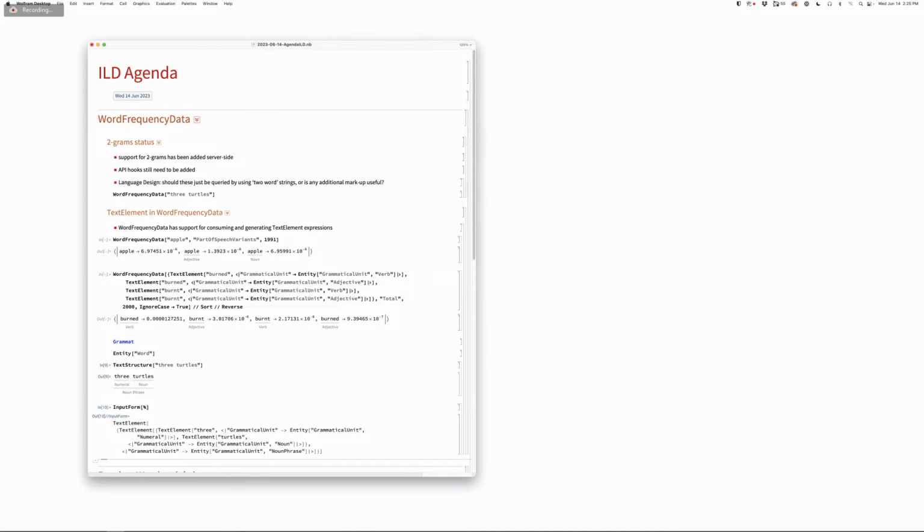But if you wanted to get 2 grams data for 3 turtles, then you just take the inner thing from there. We'd feed that into word frequency data, and we'd expect that to work. Well, that's a separate issue. Yeah, making sure that word frequency data can take text elements. That's a good thing to make sure of. Well, right now, it does. That's what the second example under text element and word frequency data shows. Okay, fine.